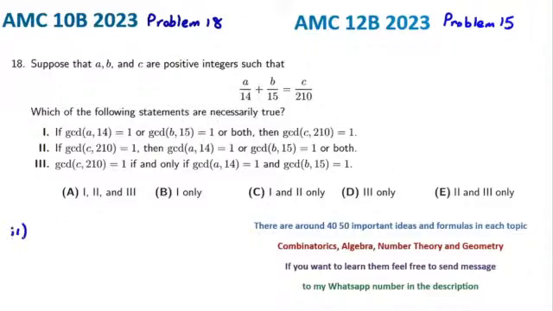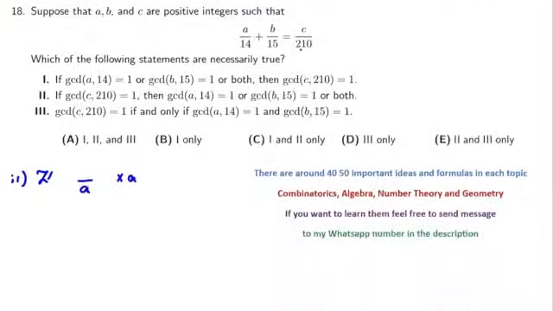When we are working with integers, for example, A, B, C that are positive integers, we don't like denominators. Here, because we have 14, 15, and 210, I want to get rid of the denominators. So I should multiply both sides by what? 210, because 210 is 14 times 15. So it will be 15a plus 14b equals c.